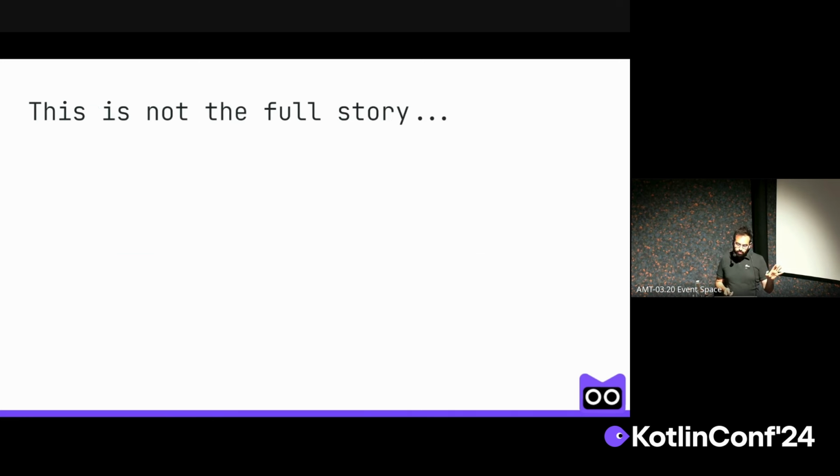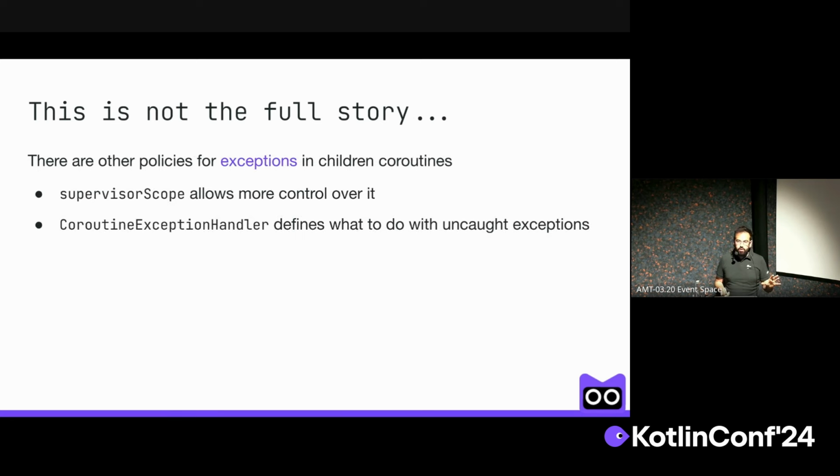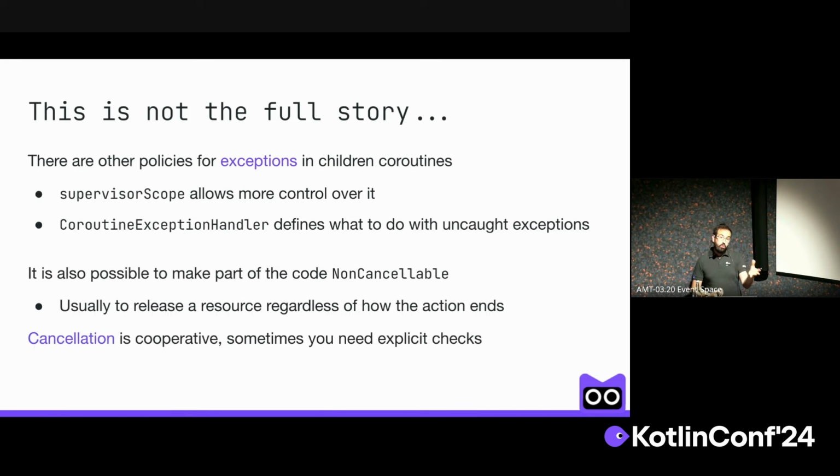Now, of course, this is not the full story. First of all, there are other policies for exceptions. So we can have things like supervisor, which allow you to have a little more control over what you do when something fails. There is something called CoroutineExceptionHandler, which is the way you can define a more global caught exception. And there is also another part I haven't talked about at all, which is that you can mark part of your code as non-cancellable. That's important, for example, when you need to dispose of a resource regardless of what's happened, right? I want to run this. You cannot cancel me while I'm disposing of this resource.